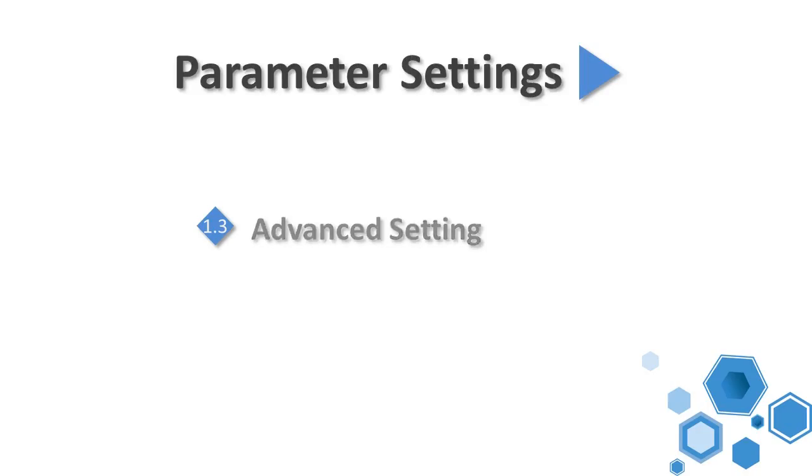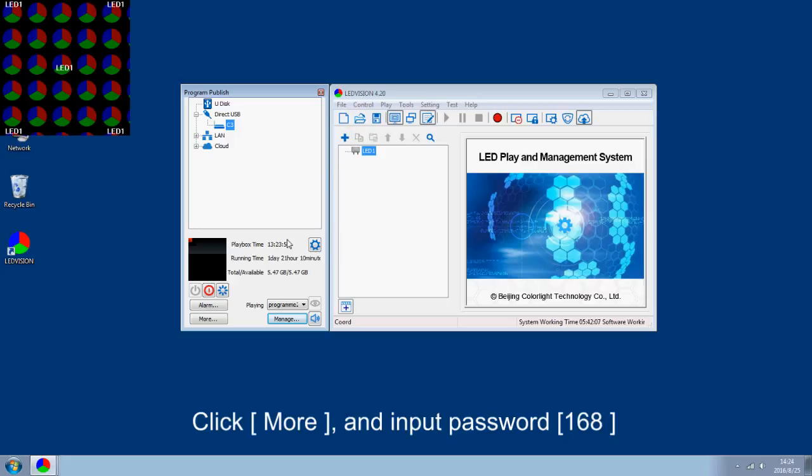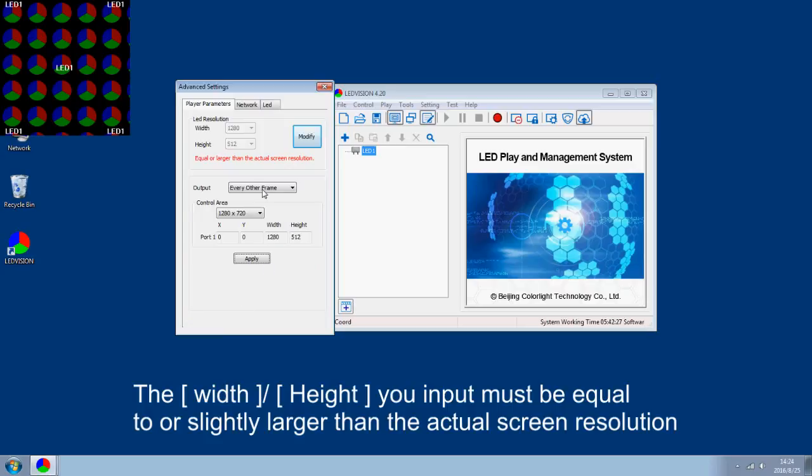The third section, Advanced Setting. Click More and input password 168 to enter the Advanced Setting interface. The width and height you input must be equal to or slightly larger than the actual screen resolution.